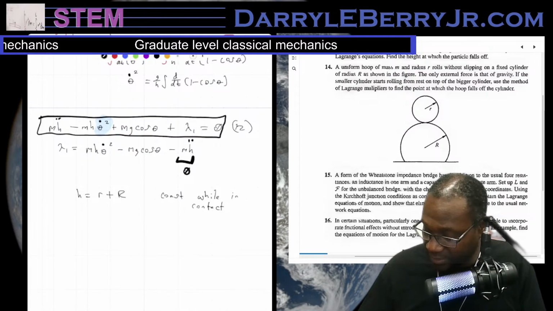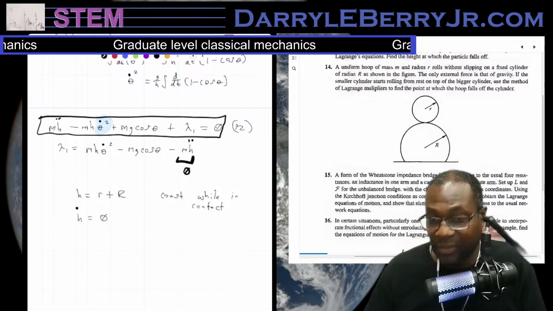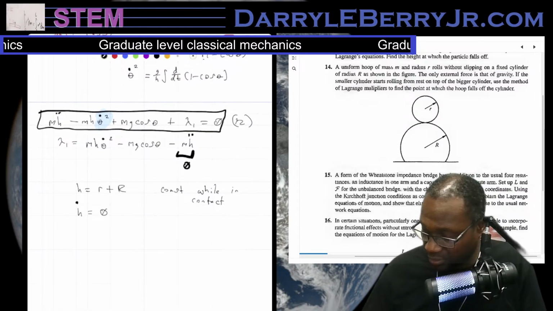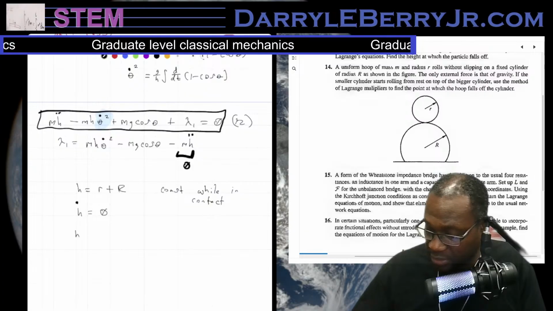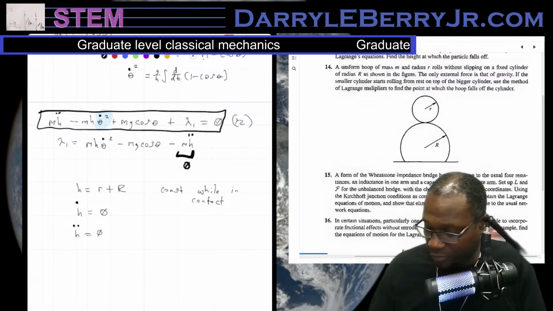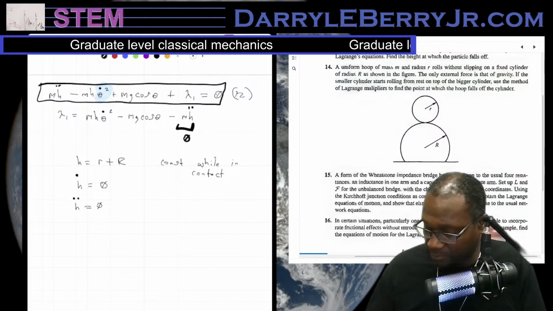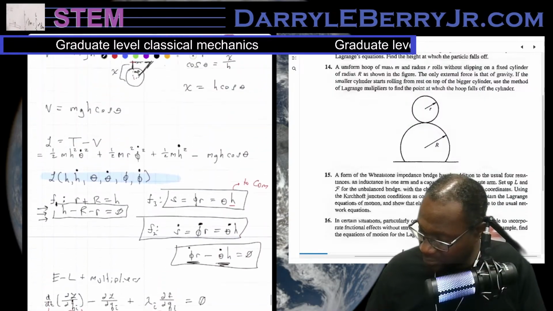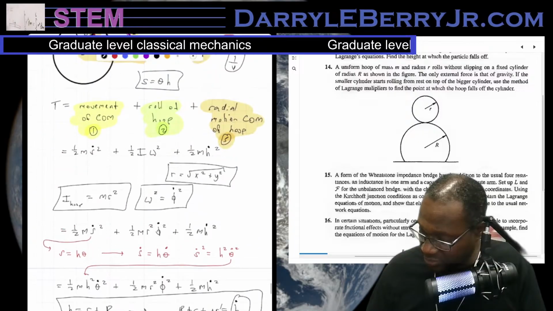If I was to take h dot, R doesn't change, big R doesn't change, so that equals 0 because the size of the hoops don't change. So R double dot equals 0 as well because the size of the hoops don't change. Because remember when I defined it, I took the change to be in addition to these two.